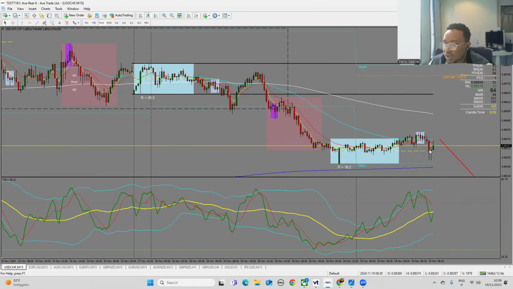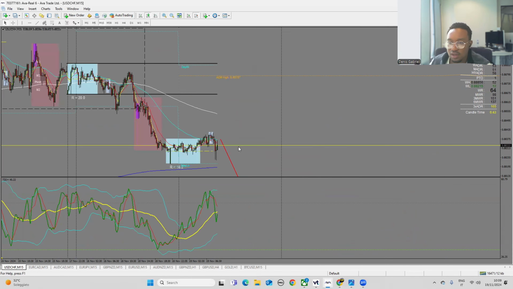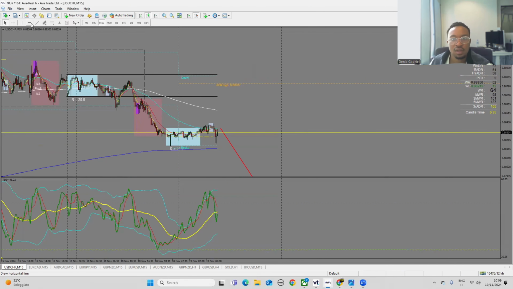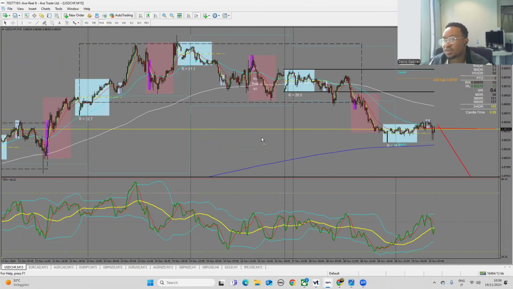Ideally, I would want this to just be a pullback and then continue to the downside. So we would actually enter a sell here. Right, so let's just say we enter a sell here. All right, at this point, let me mark it for you guys. Yeah, so this is our sell point, and our take profit would be, let us check.